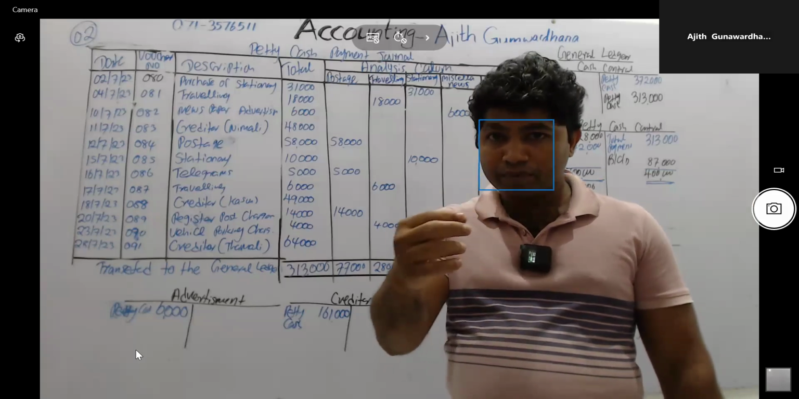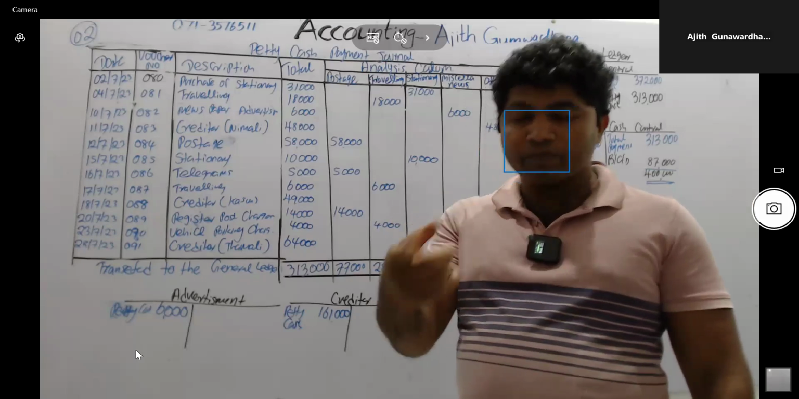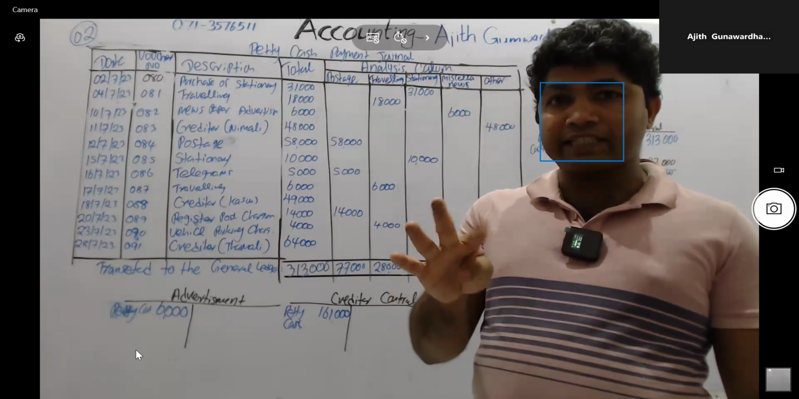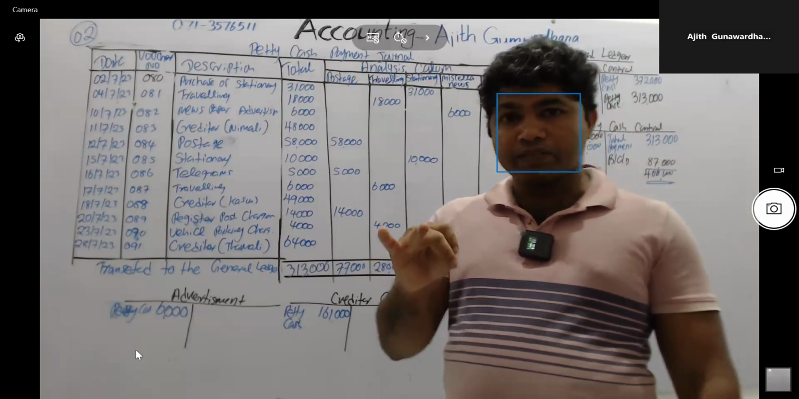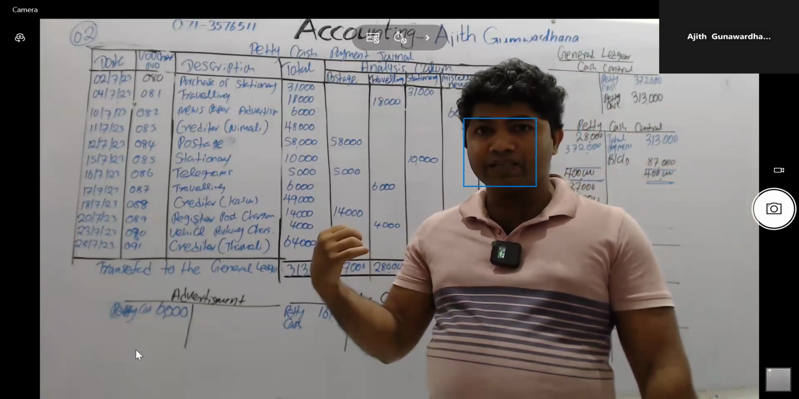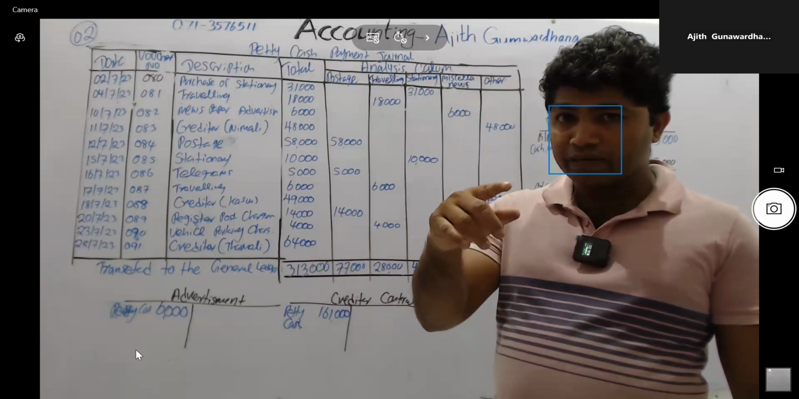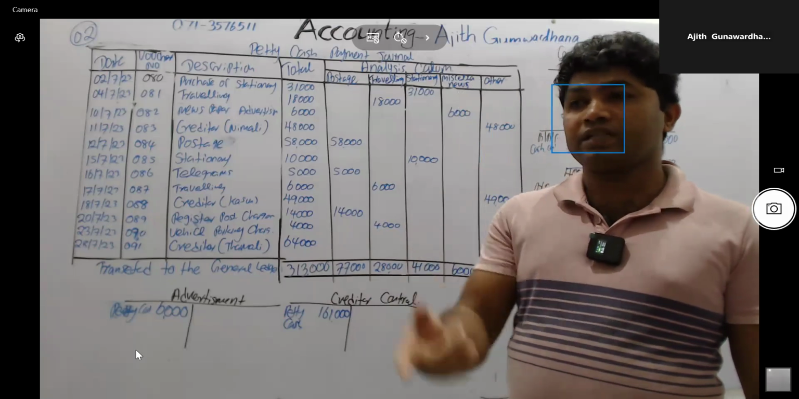After that, information should be collected by using source documents. Then it should be recorded in the prime entry books. Think cash receipt journal, cash payment journal, purchase journal, purchase return, sales journal, sales return journal, petty cash payment journal, and general journal. Then the information available in the prime entry books should be recorded in the ledger.